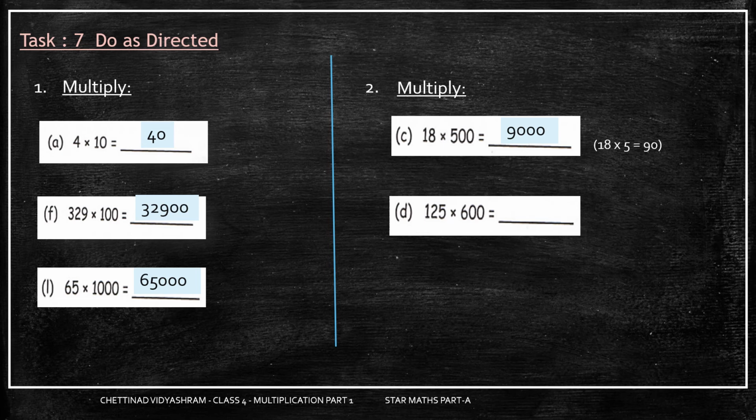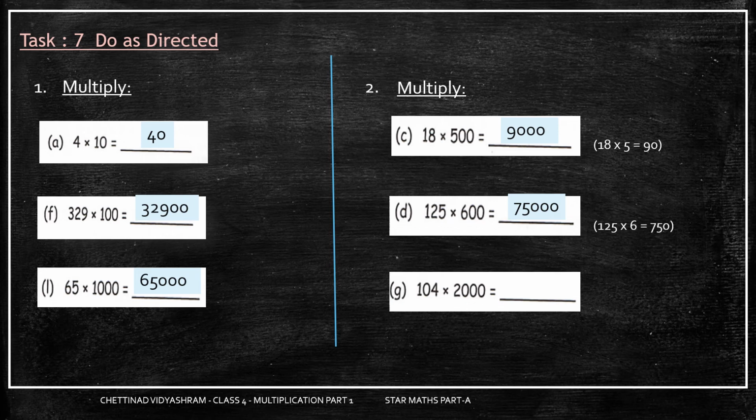125 into 600. Here also 2 zeros. Let me multiply 125 into 6. Then I should add 2 zeros to the right of this product. So 125 into 6 makes 750. When I add 2 zeros to the right of the product, it is 75,000.